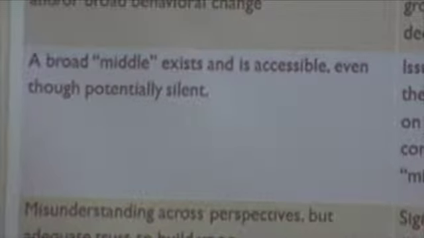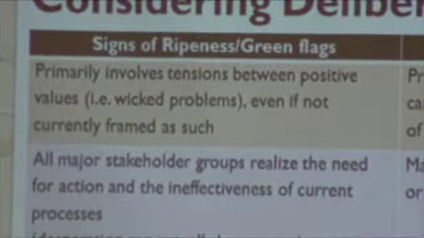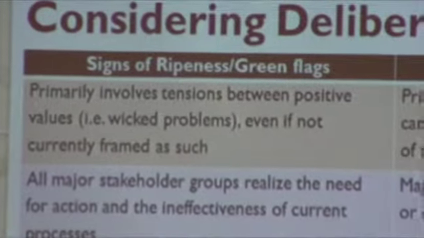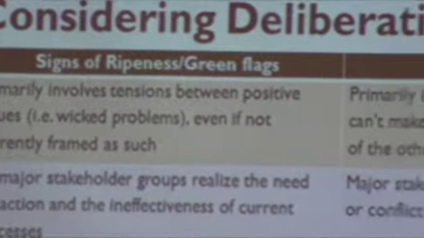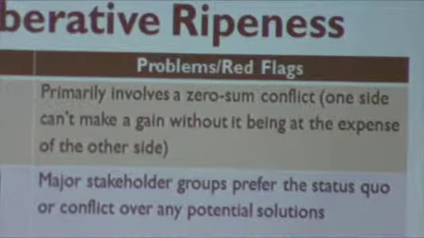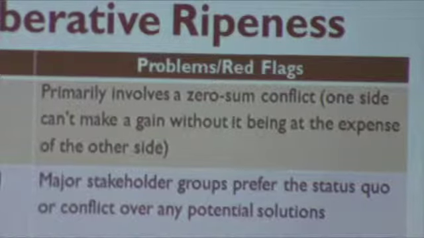So does it primarily involve tensions between positive values, right? If each side has some positive values, then that's something you can really work with, right? When it's more of a zero sum, where what's good for one side is automatically bad for the other side, that's going to be harder to have a deliberative process.